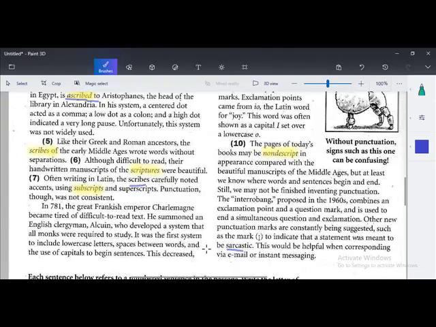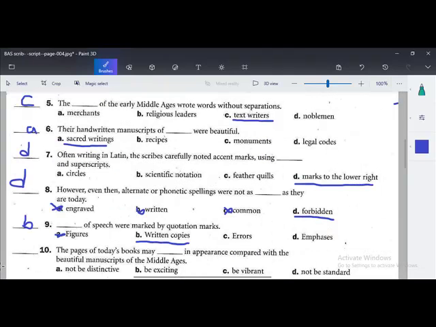Alright, let's move to a question. Nondescript. Number 10. The pages of today's books may, in appearance, compared with the beautiful manuscripts of the Middle Ages, not be distinctive. Nondescript means not distinctive. Yes, that's the answer. Without features, without prominent features. Okay, so the answer is A. It means that they're not labeled, they're not written beautifully. Okay, I cannot tell each individual from the other.